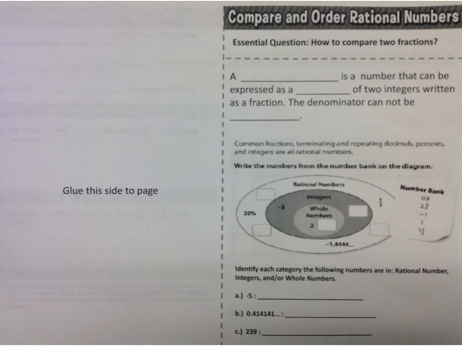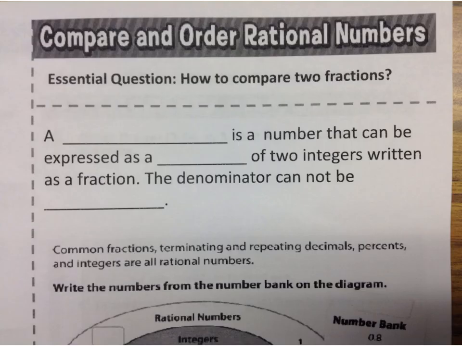Welcome to Lesson 4.2, Comparing and Ordering Rational Numbers. The essential question is how to compare two fractions. A rational number is a number that can be expressed as a ratio of two integers written as a fraction. The denominator cannot be 0.